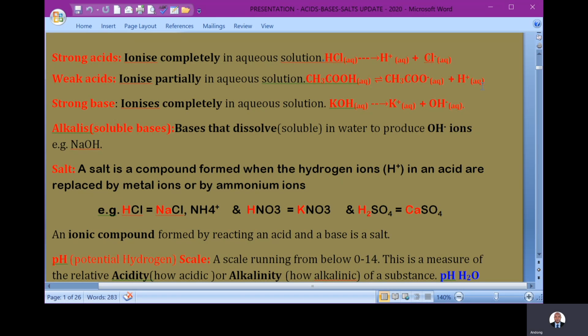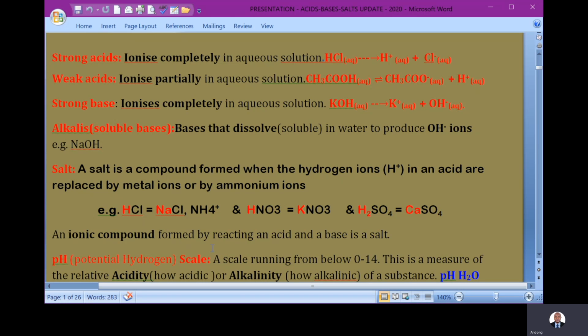Lastly, salts. We are told salts are formed. These are compounds that are formed when the hydrogen ions in an acid are replaced by a metal ion or by an ammonium ion. For example, we have HCl. If hydrochloric acid reacts with sodium hydroxide, the hydrogen in the hydrochloric acid is replaced by the sodium metal, giving us sodium chloride. That is the salt that is formed.